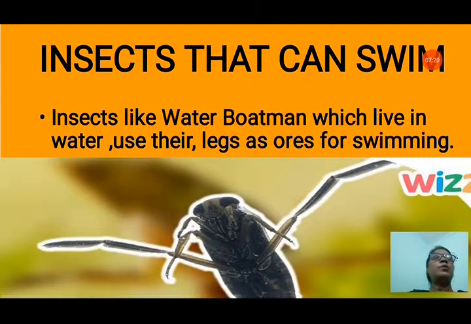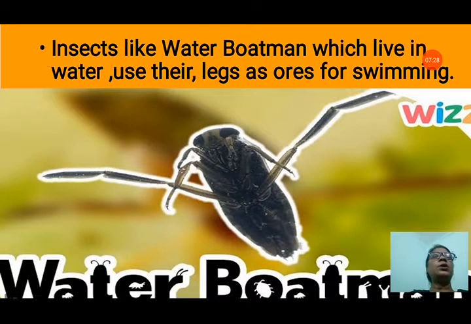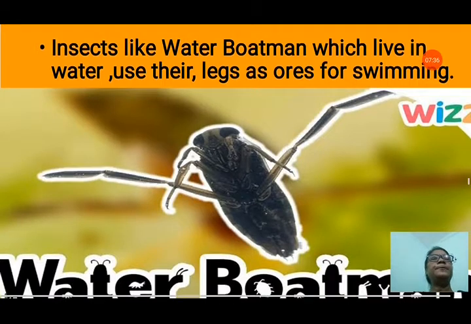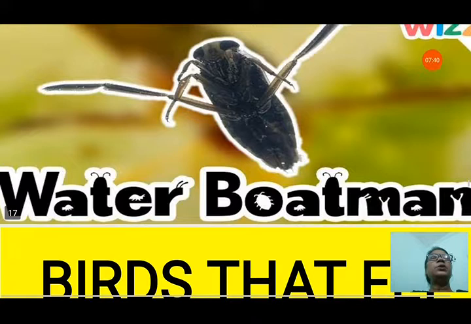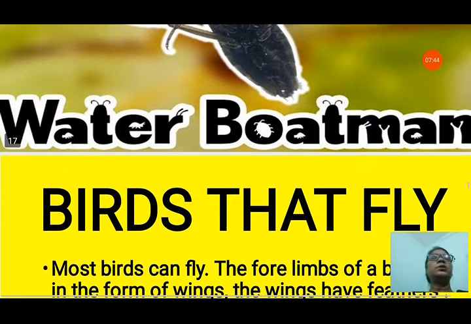Insects that can swim. Some insects can swim also. Insects like water boatmen, which live in water, use their legs as oars for swimming. You can see their legs, so much long legs they have. With that leg, they can swim and they use their legs as oars for swimming. So, you can see water boatmen picture, two long legs they have to swim in the water.